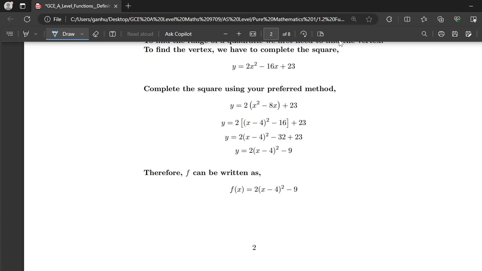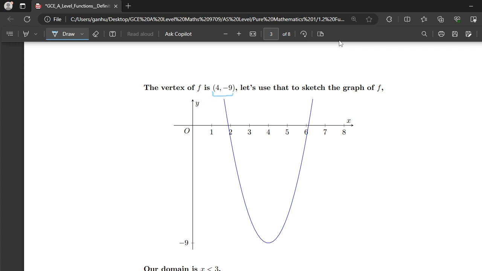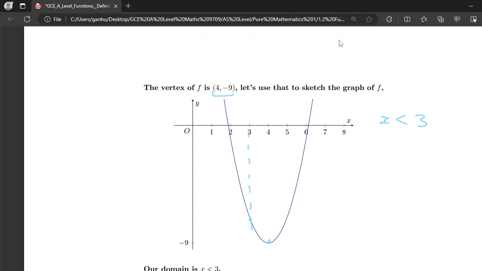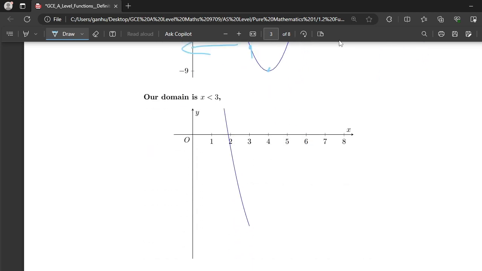Once you complete the square, you get y equals 2 times (x minus 4) squared minus 9, which we'll write as f of x is equal to 2(x minus 4) squared minus 9. And then our vertex is (4, minus 9), which is this point over here, and we sketch our curve. Now remember, we've been given the domain x is less than 3. That means we will only take the function starting from x is equal to 3 going this way. That's the part of the graph that we want. So if we do that, this becomes our function f of x.